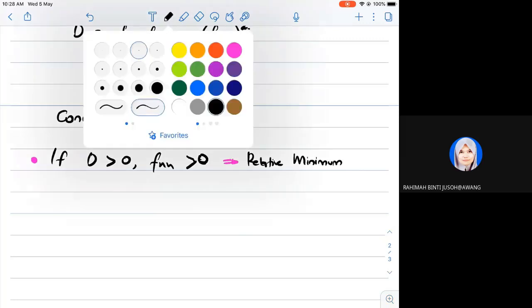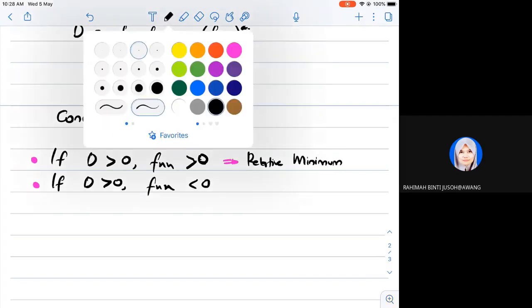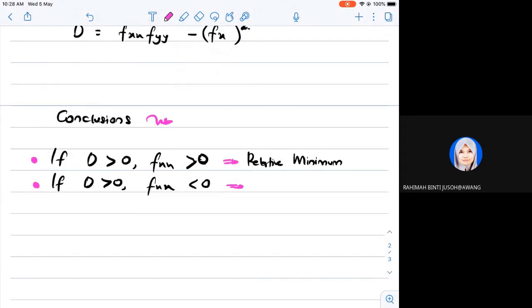Number 2, again, if D is also positive, as I mentioned earlier, if D is positive, we need to refer to fxx, right? So we refer to fxx. But this time, when we refer to fxx, we get a negative number. So what happens to the conclusion? It becomes relative maximum. It's reversed, guys. If it is greater than 0, it's minimum. If it is less than 0, it's maximum for fxx.